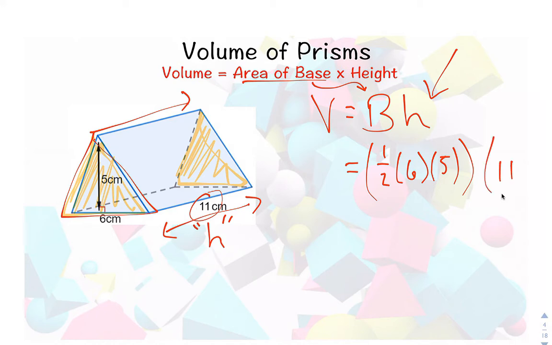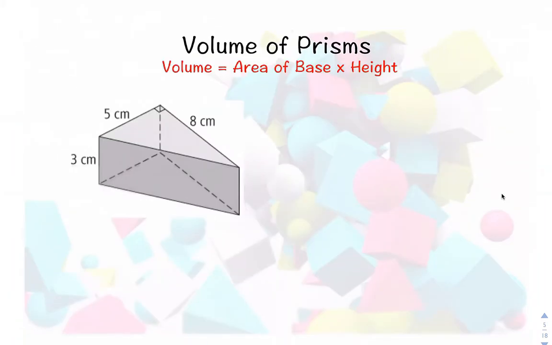So in this case, 11. Okay, so if I were to calculate this, 1/2 times 6 is 3, 3 times 5 is 15, 15 times 11 is 165, and we are in centimeters, and since we're talking volume, we are cubed. Okay, so just keep that in mind. Again, I think the hardest part about the volume calculations is the terminology. So let's take a look at another example.